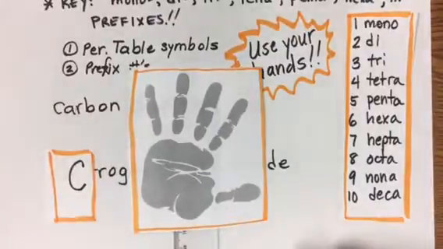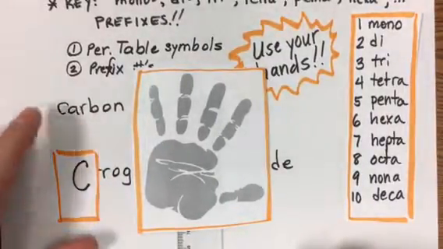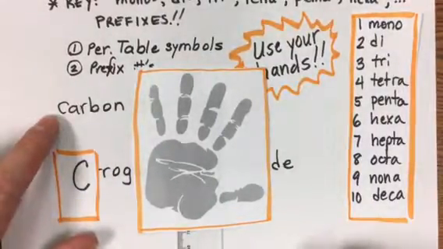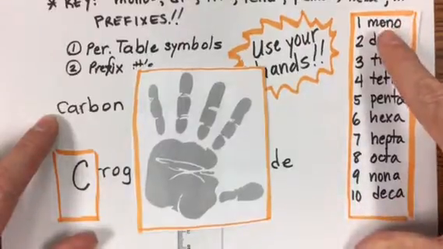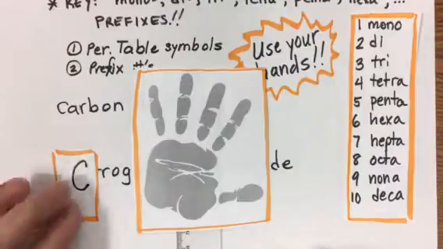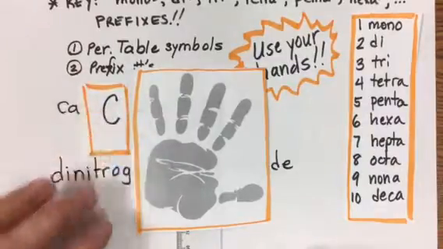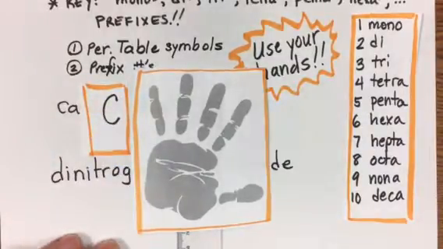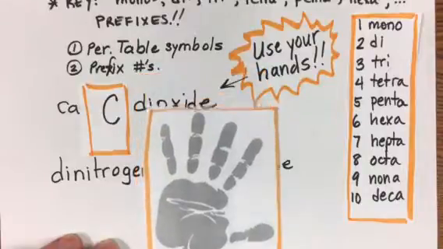Now you need to remember the rule for this: when the first word is going to be mono, we don't use a prefix. Otherwise, we always use prefixes in all other cases. So we start off with just C. There's no number next to it because we wouldn't write a 1.